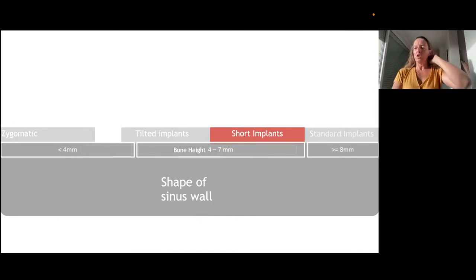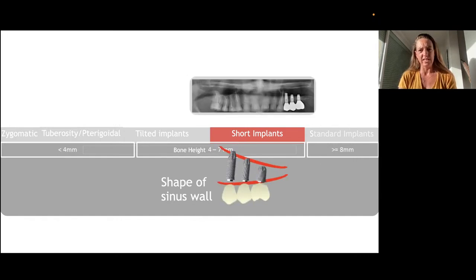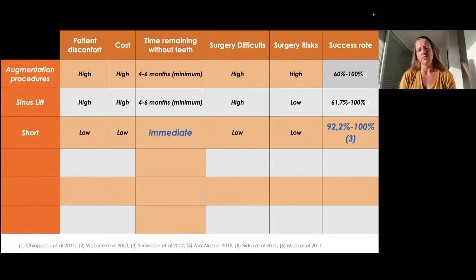Now, we like to go away from these augmentation procedures and from these sinus lifts for partial cases. If we are able to have another solution, that's what we aim for. So short implants, we do it many times when we have this type of sinus anatomy. So we go for short implants. Short implants are considered implants between 7 and 8.5 millimeters.